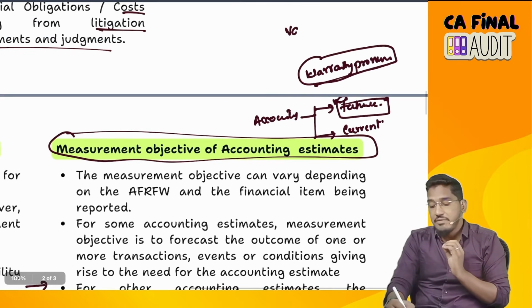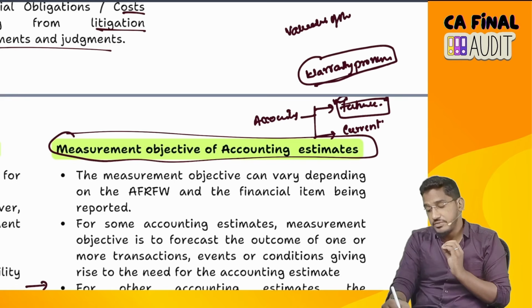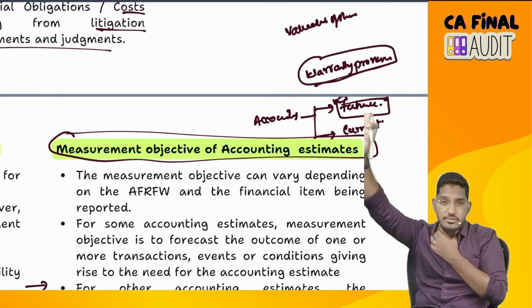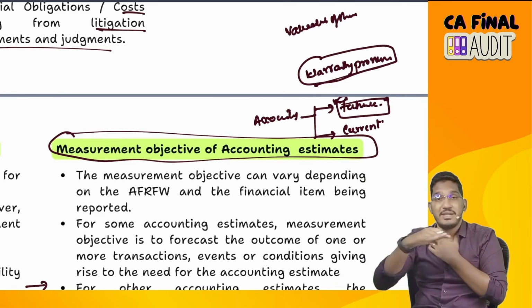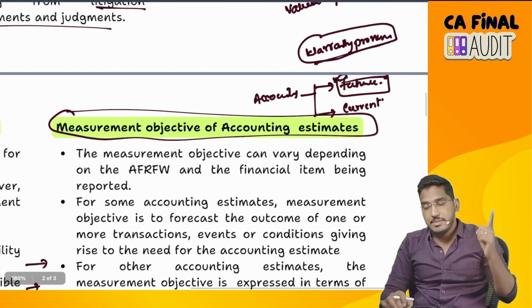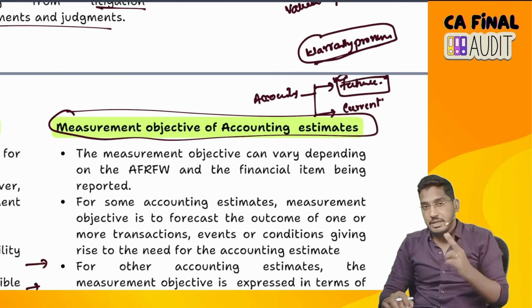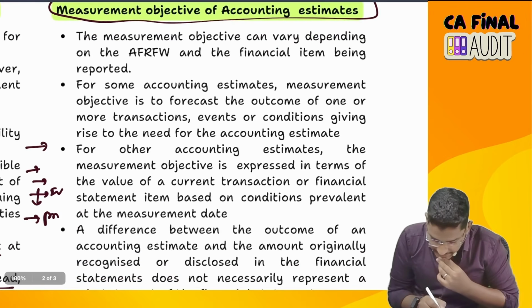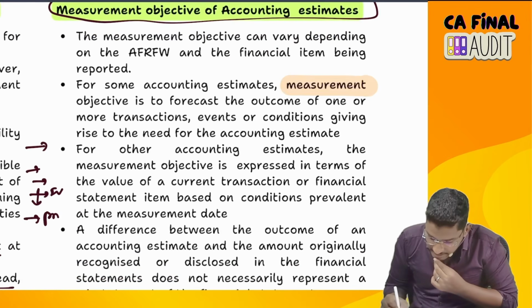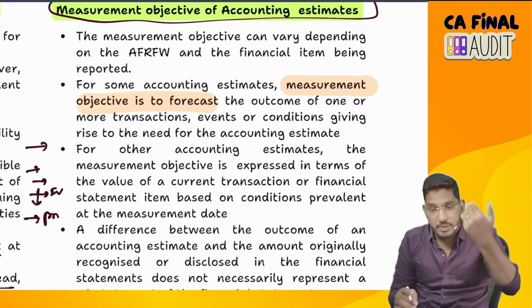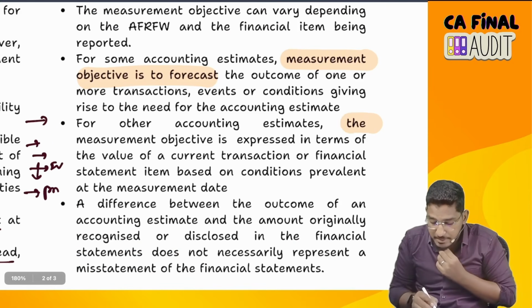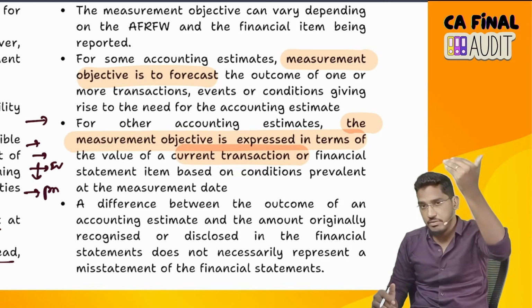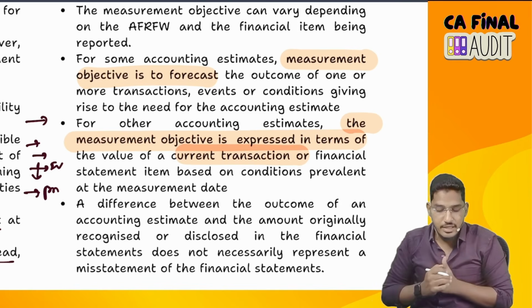Whereas if you take the example of valuation of shares, if the company is valuing the investments, there they are not estimating anything about the future. There they are just calculating on the basis of present data. So like that, for some estimates, the measurement objective will be future. For some estimates, the measurement objective will be current data only. So that's what they say here. If I highlight the important points here: for some accounting estimates, measurement objective is to forecast the outcome. That means to predict the future. Whereas for other accounting estimates, the measurement objective is expressed in terms of value of current transactions. So for some accounting estimates, we do the forecast. For some, we use the current data only.